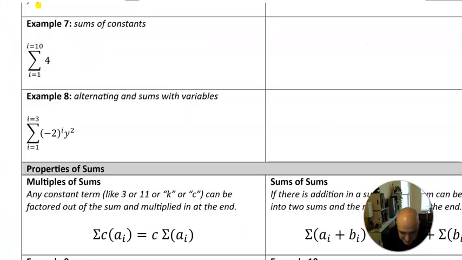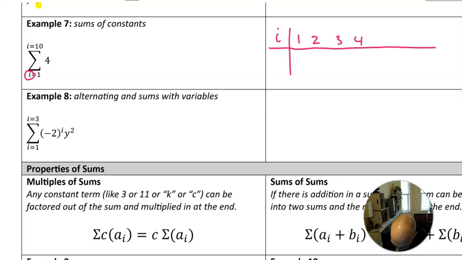Okay, let's look at example 7. This is the sum of a constant term. So our index is i. We're going from i equals 1 to 10. So we can even start our table. We can say i, and we can go 1, 2, 3, 4, 5, 6, 7, 8, 9, 10. We'll just write them right together.